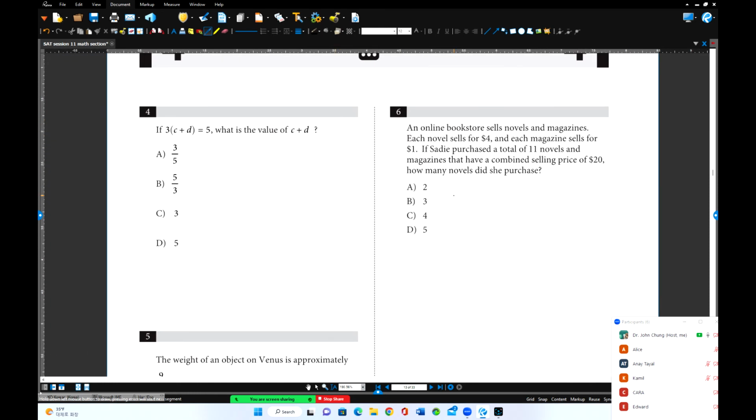Number 4, CD. Here you got the C plus D, you can divide it by 3, okay? So 5 over 3 is the answer. Okay.